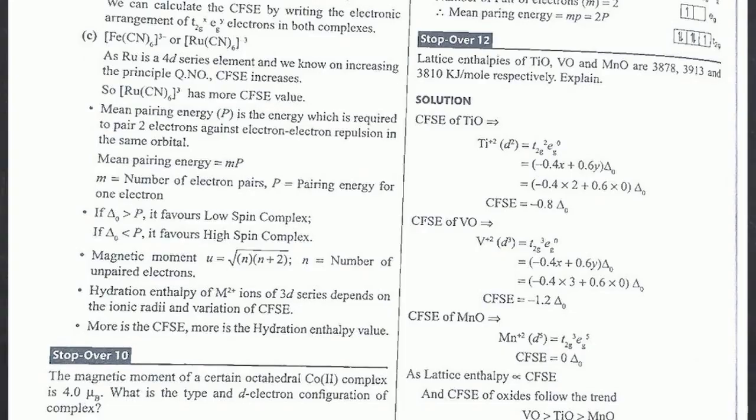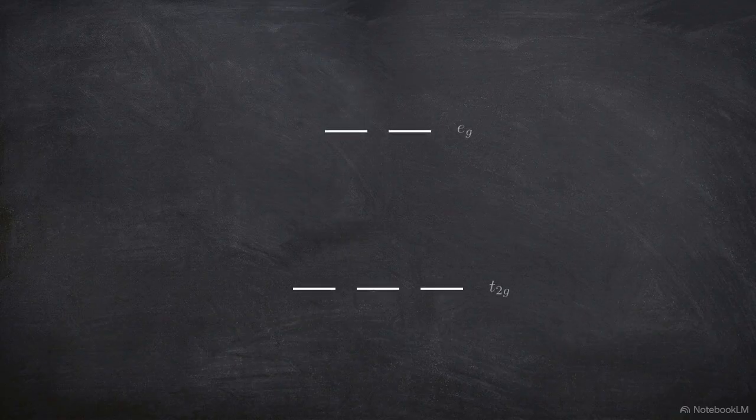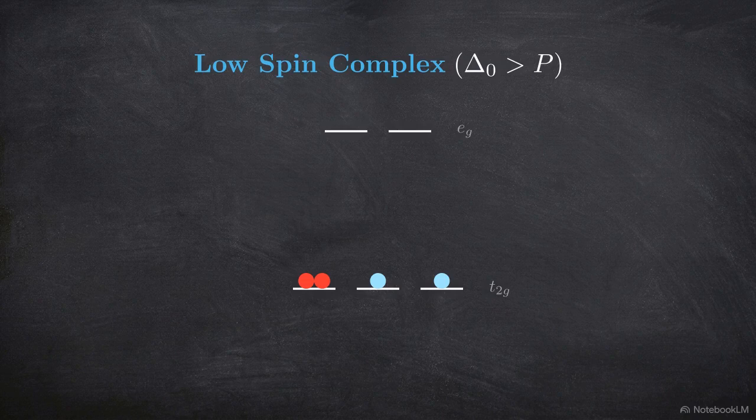This textbook excerpt lays out the mathematical rules that resolve the standoff. The electron simply calculates which cost is higher and takes the cheaper route. Let's look at a scenario with strong field ligands, where the splitting energy is greater than the pairing energy. Because the gap to the upper level is too wide, it's energetically cheaper for the electrons to suffer the repulsion and pair up at the bottom. When electrons are forced to cram together like this, the resulting molecule is defined as a low-spin complex.